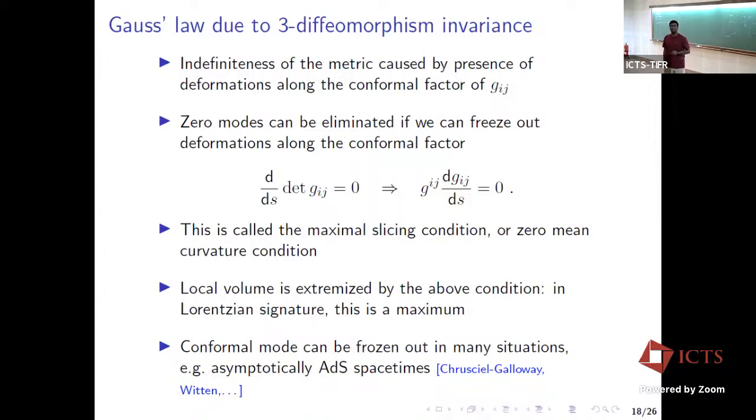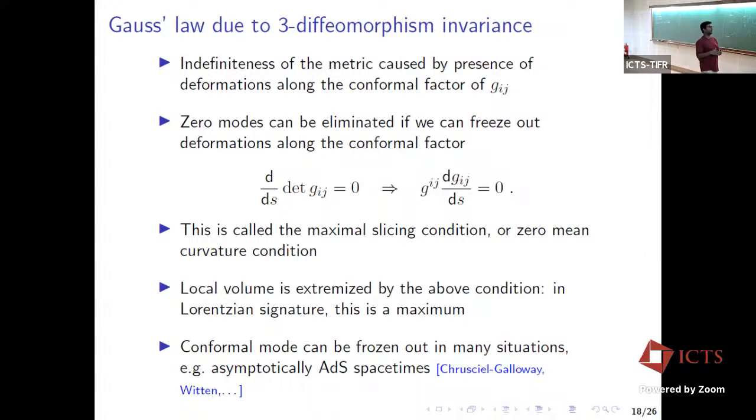Yeah, and it's also not clear whether this can be imposed on paths at all, given a choice of sigma. And this is called the maximal slicing condition, or the zero mean curvature condition, because it turns out that the local volume, which is measured by this determinant, or square root of the determinant, is extremized by this above condition. And in Lorentzian signature, in the space-time, this is a local maximum.